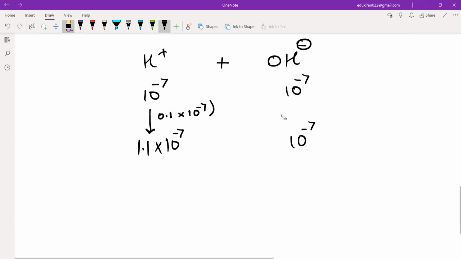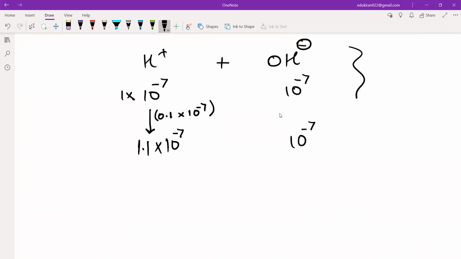Yes or no? Tell me. When we don't add any HCl, it was 1 and 1. Now when we added HCl, that means we are adding 0.1 into 10 to the power minus 7 H plus ions. And now we have 1.1 into 10 to the power minus 7 and 10 to the power minus 7 OH negative ions. Just look at this and tell me if you're okay with all these numbers. Yes, fine.